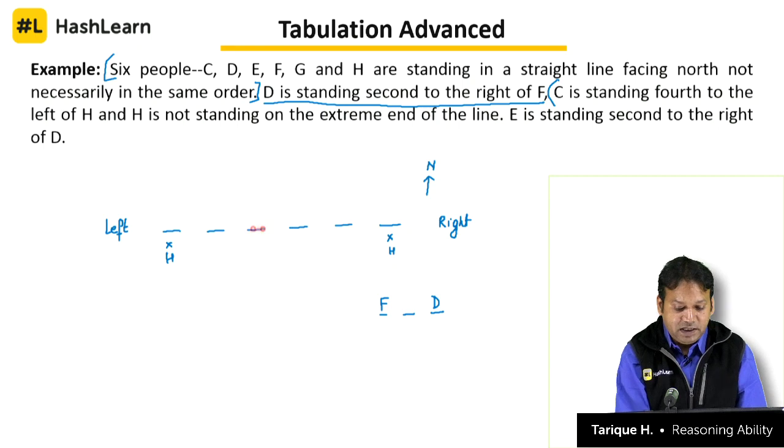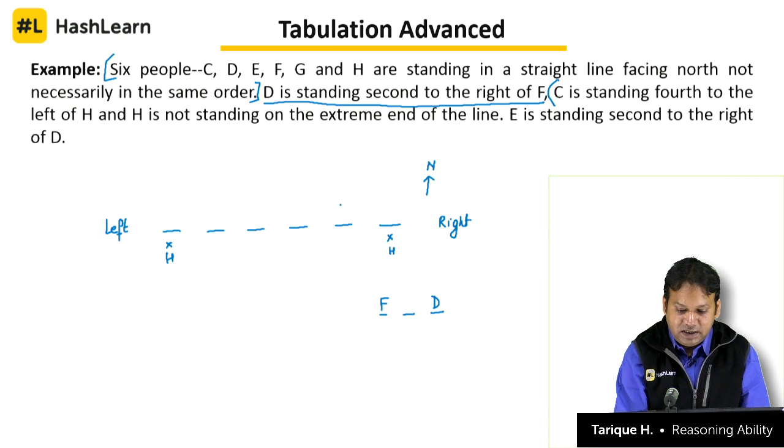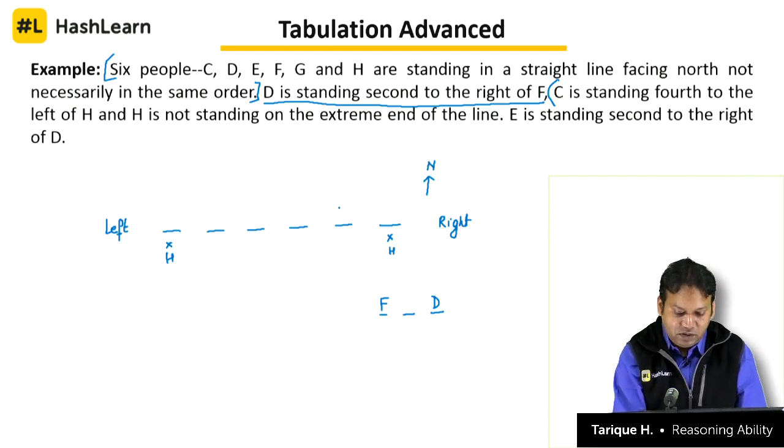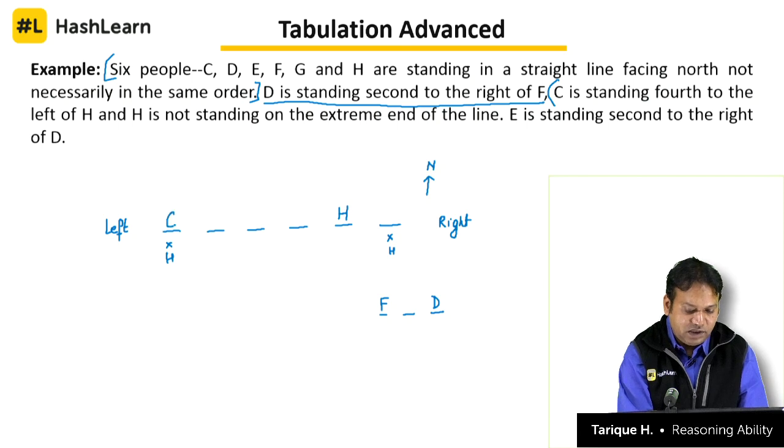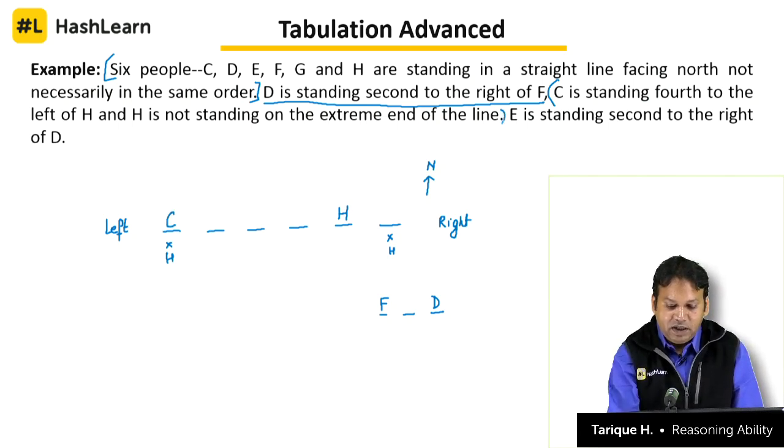So H will be here and C will be here, because if I place H in any other position, C goes out of the diagram. Clear? So this clue is what we can actually start working with. We place C standing fourth left of H, so H goes here. Then we have 1, 2, 3, 4, C comes here, and that's fixed. Clear? This statement is done, and now we go to the last statement.